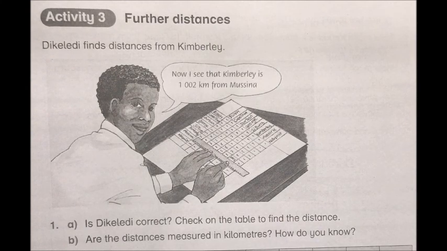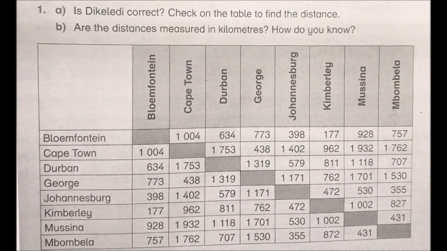They start activity 3 with a statement. Dikeledi finds distances from Kimberley. Now I see that Kimberley is 1002 kilometers from Messina. Okay, and they ask you at number 1A, is he correct? So let's look on the table to find out if he is correct. So grade 6, here's the table, and he is speaking about Kimberley.